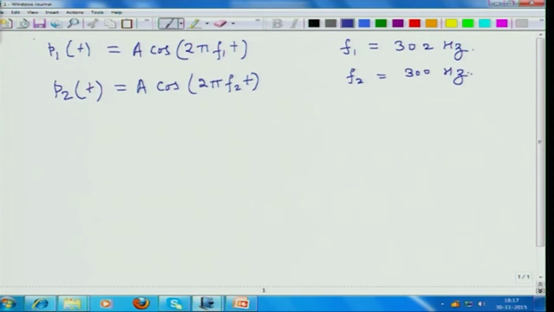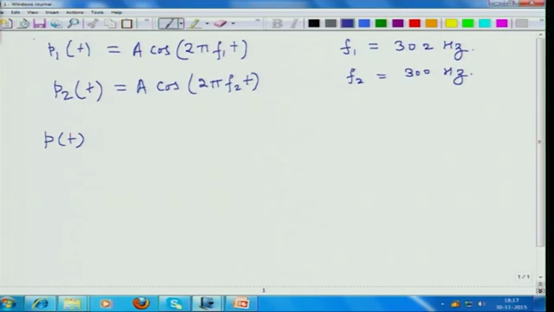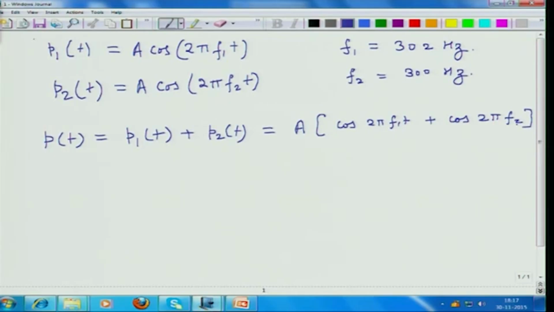So if I play P1, I hear a 302 hertz sound. If I play P2, then I hear a 300 hertz sound. And then if I play both of these sound files simultaneously, then the total pressure which will be generated will be Pt, P1(t) plus P2(t), and that equals A times cosine 2 pi f1 t plus cosine 2 pi f2 t. Okay?